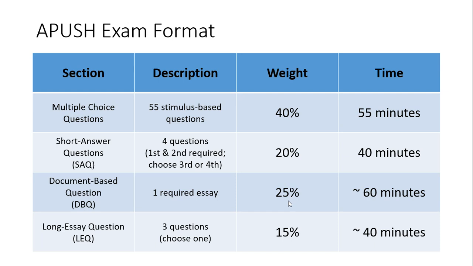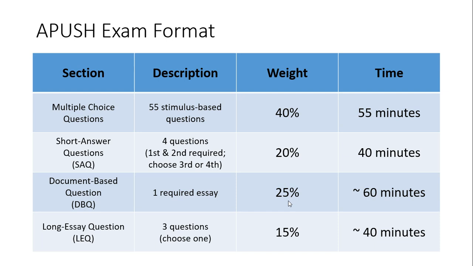But you are not writing all 4 responses to all 4 questions. The first and the second ones are required. You will write responses to those. And then you will choose either the third or the fourth to answer. They're going to be very similar, and you just pick the one you feel more comfortable with. We're going to look more in depth at the types of short answer questions in just a minute.